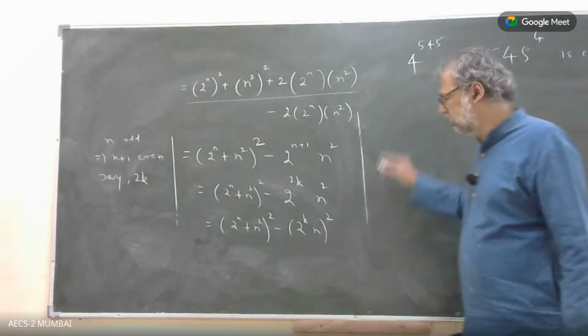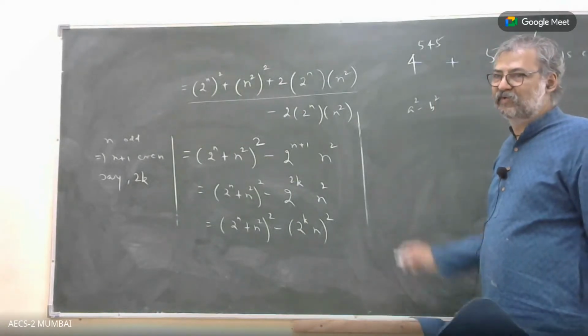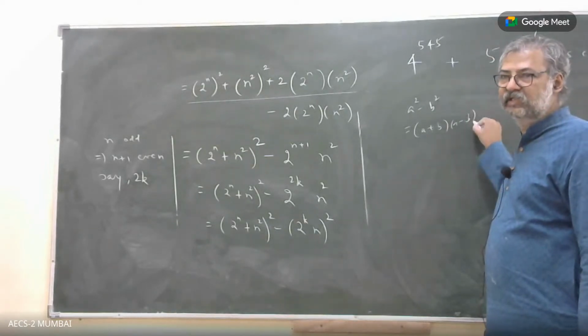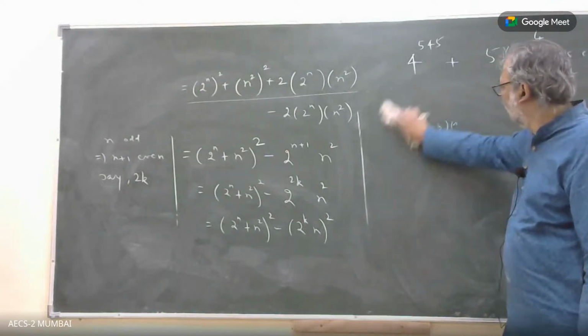Now what is this? This is a square minus b square form. And how do you factorize that? A square minus b square is a plus b times a minus b. So I get two factors, right? So it's composite.